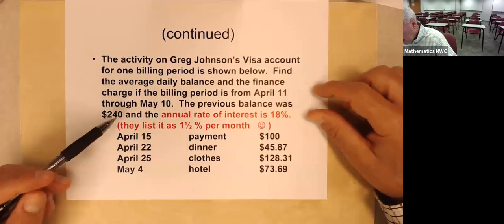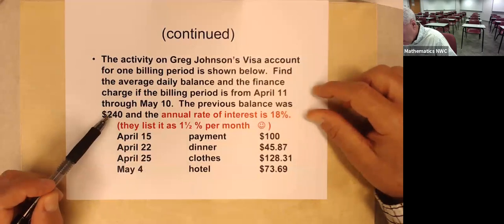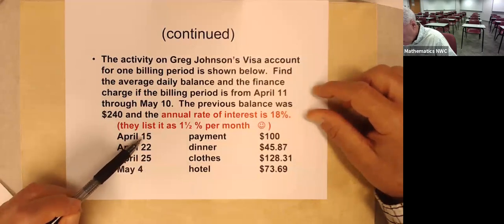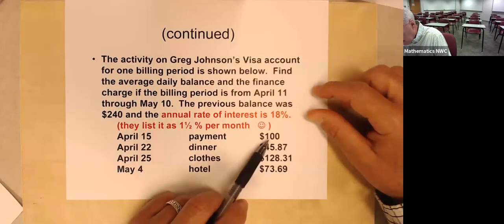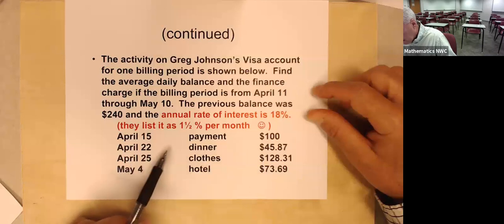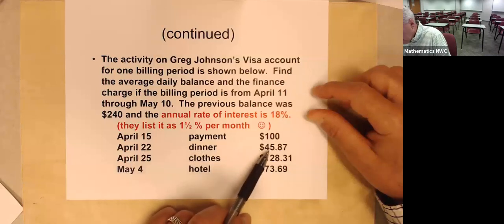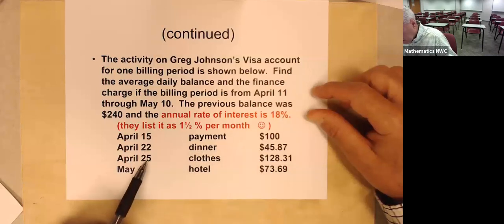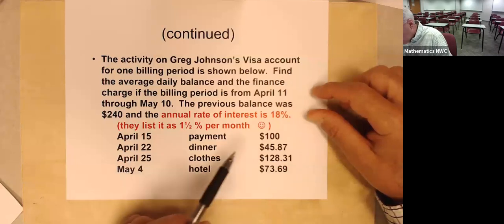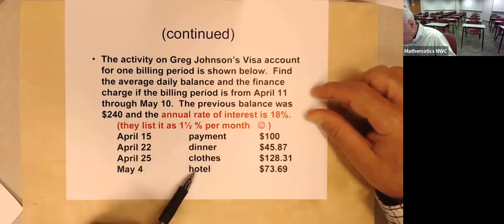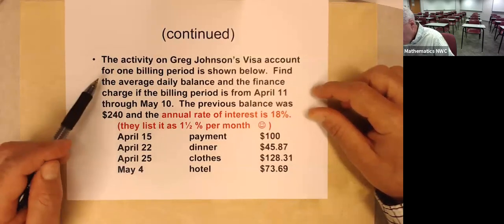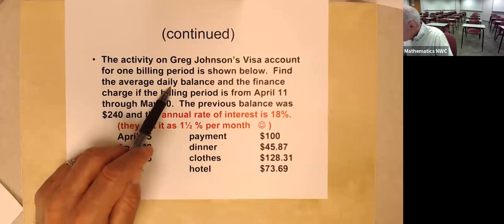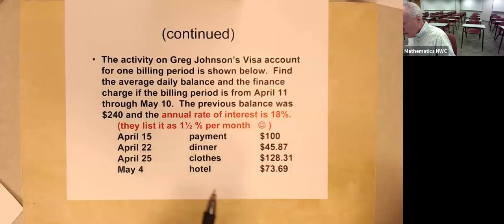Well, I had a $240 balance. April 15, I made a payment. Again, I didn't pay it off. I only paid $100. April 22, I went out for dinner. I charged $45. April 25, I went shopping for clothes, charged $128. May 4, I was at a hotel for $73. We want to find our average daily balance. So here we go with that average daily balance.